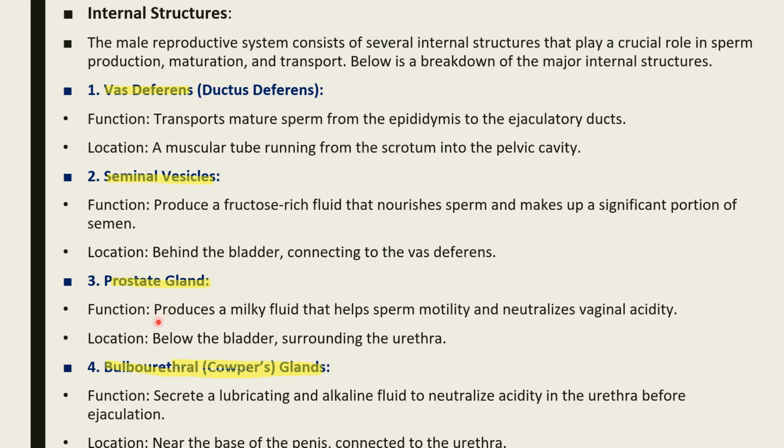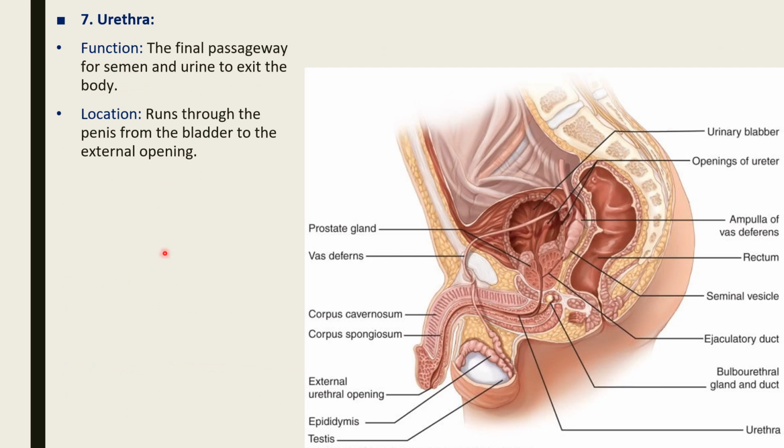Prostate gland. Function: it produces a milky fluid that helps sperm motility and neutralizes vaginal acidity. Location: below the bladder, surrounding the urethra. Bulbourethral Cowper's gland. Function: it secretes a lubricating and alkaline fluid to neutralize acidity in the urethra before ejaculation. Location: near the base of the penis, connected to the urethra.